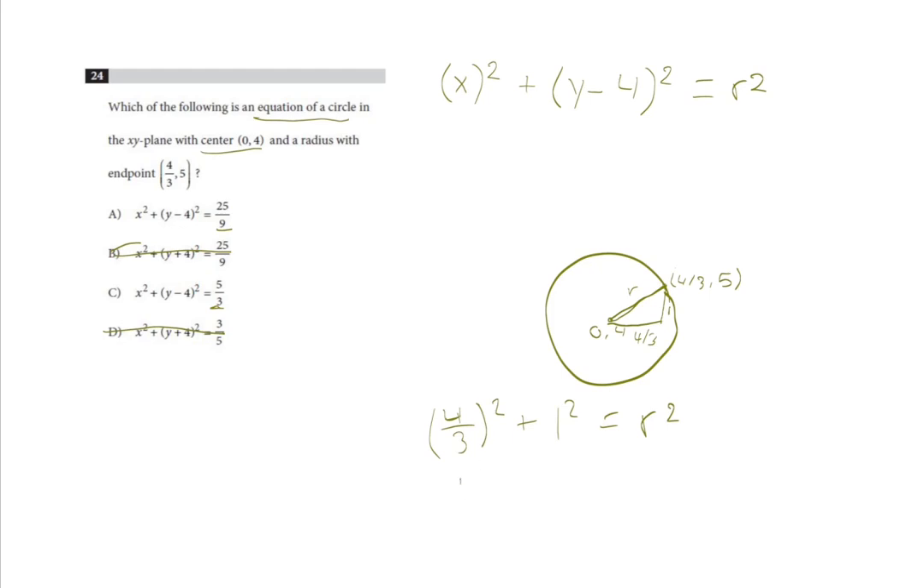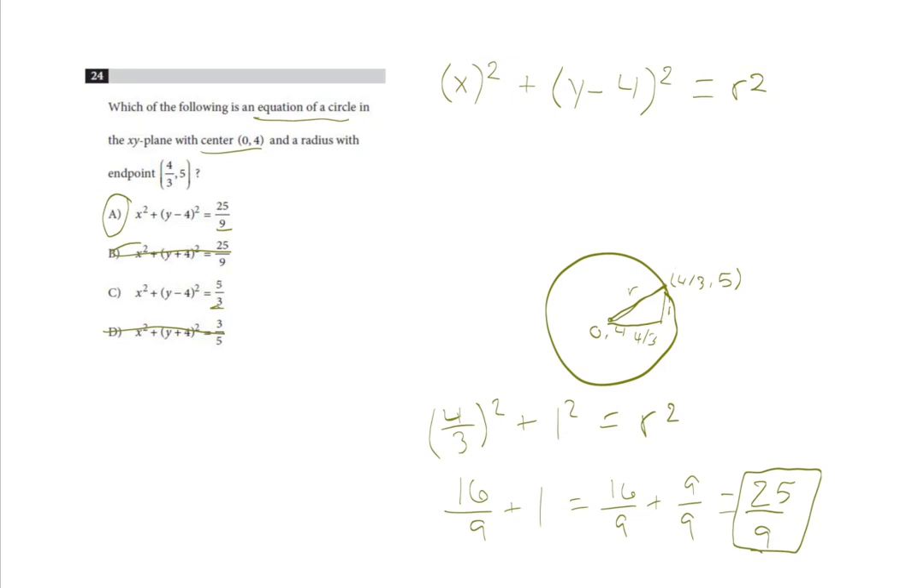So when we do the math for this, we get that 16/9 plus 1 is equal to 16/9 plus 9/9, which is equal to 25/9. That is our radius squared. Note, this is not our radius. Our radius would be the square root of this, but our equation doesn't use radius, it uses radius squared, which is why A is the answer.